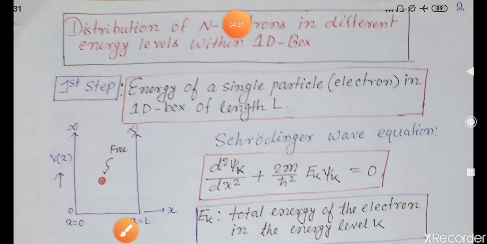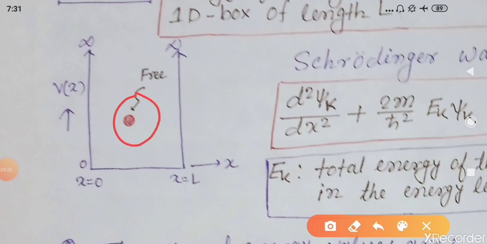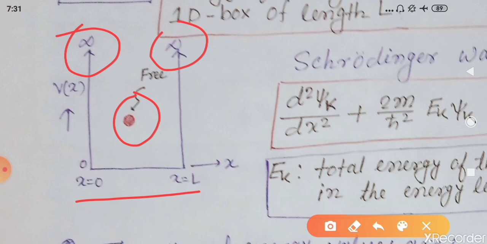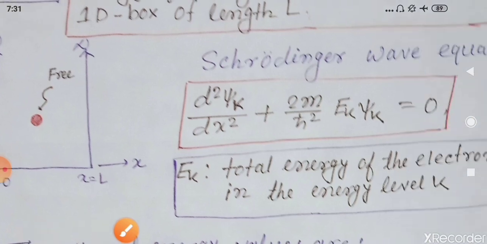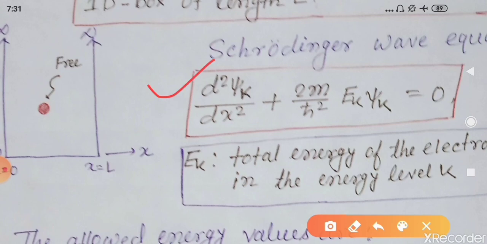From the diagram we can see that this free electron is confined within a one-dimensional box of dimension L, and at the edge the potential is infinity. So the electron will be free within the box and it cannot escape from the box. In this case, the Schrodinger equation for this free electron becomes d2 psi k by dx2 plus 2m by h cross square Ek psi k equal to 0.